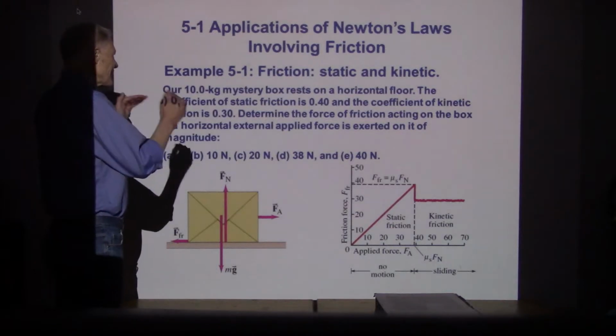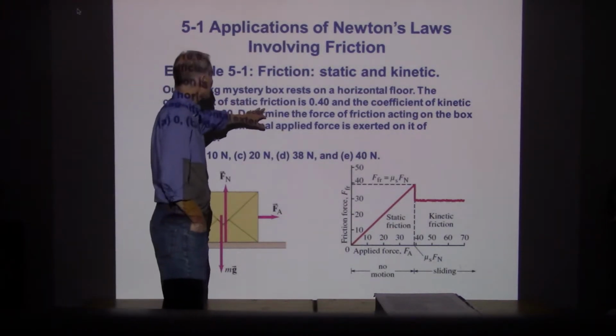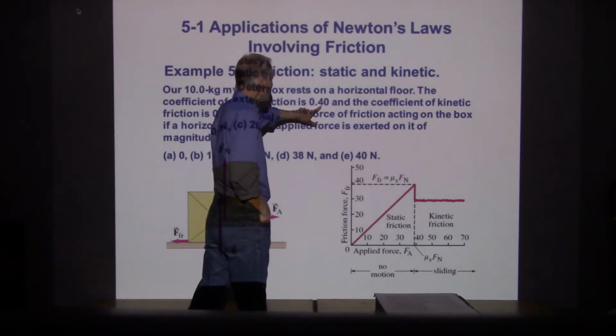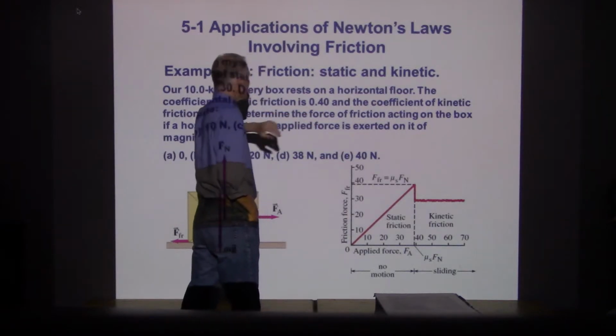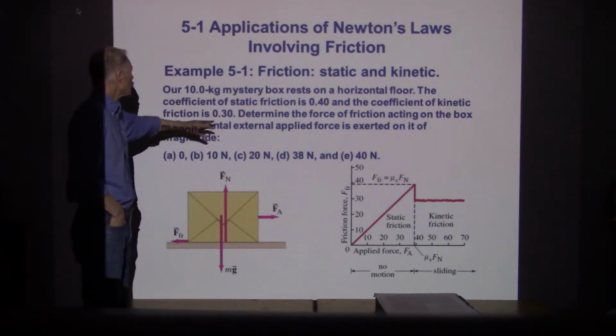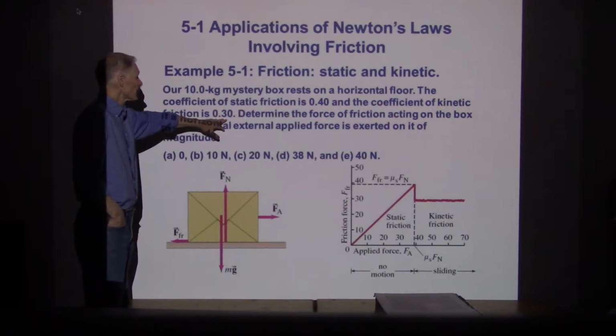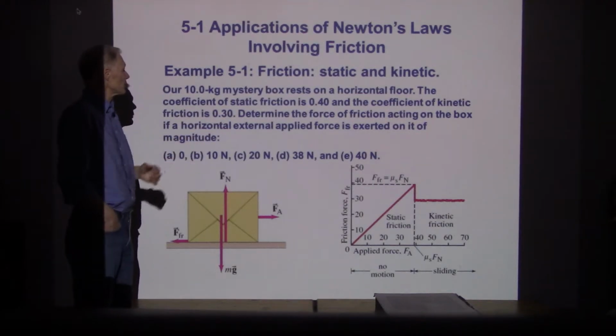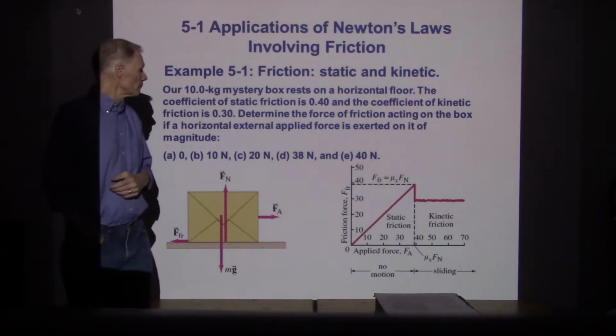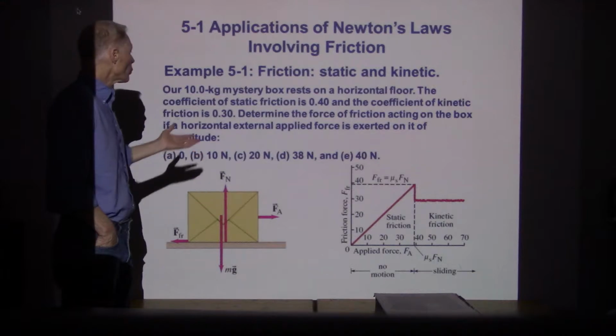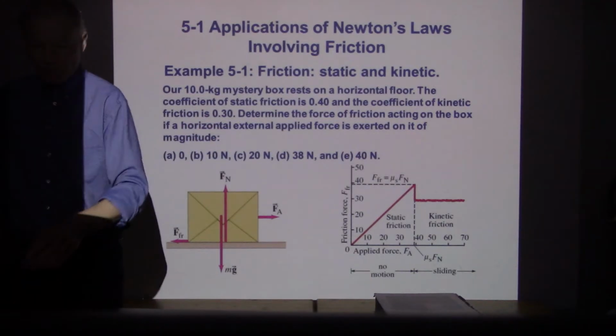Now, what they're telling us here is that the coefficient of static friction is 0.40, no units here, and we'll see how these formulas work. The coefficient of kinetic friction is 0.30, and so what we're trying to do is determine what will happen in all these circumstances.